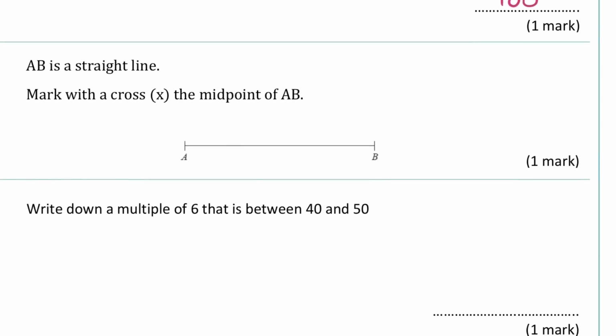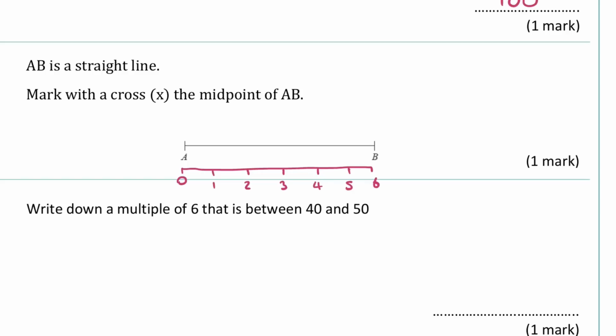This next one's a great one. It says AB is a straight line, mark with a cross the midpoint of AB. Now, ideally, we would want to get a ruler out at this point and measure the line. Let's imagine that we measure this line, and obviously you'd be able to do that on paper. So we've got our ruler out, so it goes from 0, and obviously I'm not going to draw a perfect ruler here, but 1, 2, 3, 4, let's just imagine it goes to 6.